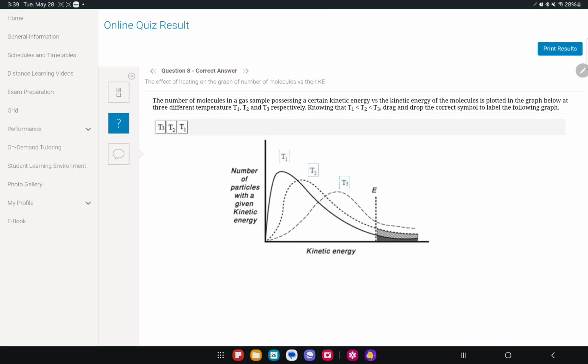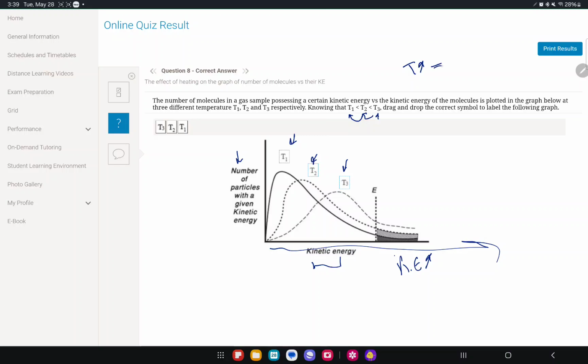Question 8. This is the graph of kinetic energy. This is number of particles. Basically they gave you two temperatures. They said temperature 3 is bigger than temperature 2 and temperature 2 is bigger than temperature 1. They said just put it in the boxes. Obviously, as you go to the right, kinetic energy is increasing.